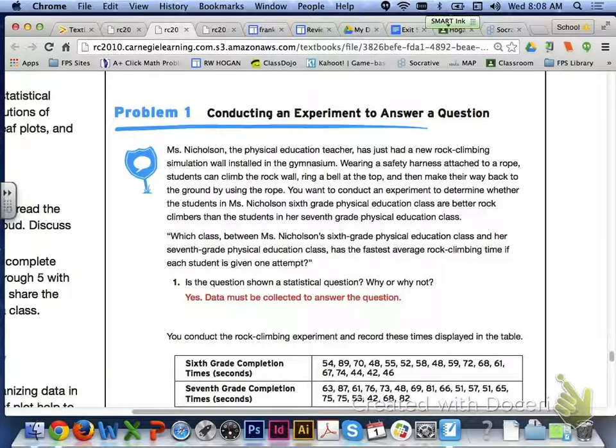If we take a look at the answer to number 1, yes, this is a good statistical question because data must be collected in order to answer the question. We must ask a sample or population of people in order to conduct the experiment because we do not know the answer to the question.